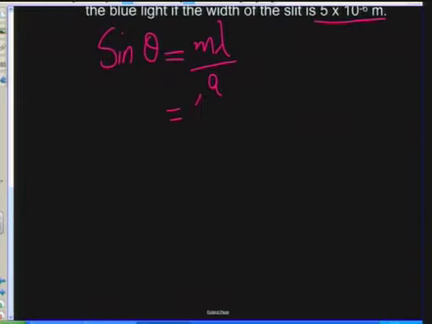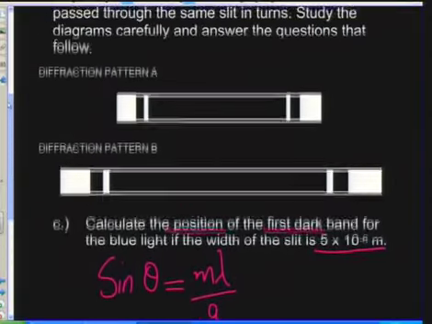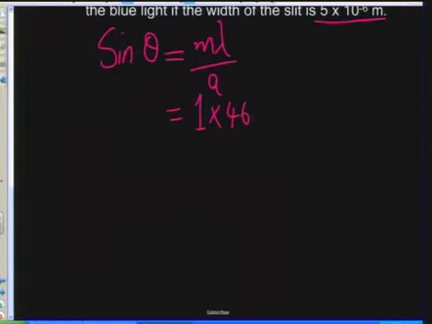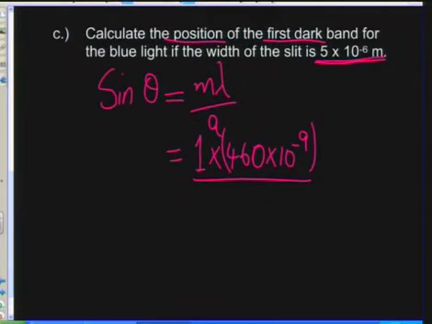Sine theta is going to be the first band times the wavelength, and we're talking about the blue light, whose wavelength is 460 nanometers. We don't work in nanometers, we work in meters, so you'll need to convert this into meters by multiplying by 10^-9. When you do that, you have converted it from nanometers to meters. You divide that by the size of the slit, a, which is given to us as 5 × 10^-6 meters.